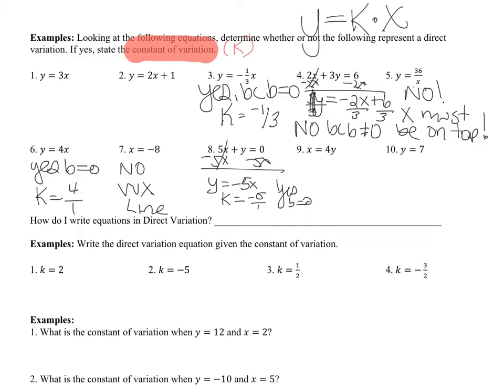If I look at the next one, I've got to get y by itself, so I'm going to divide by 4. So y equals x over 4. Is this a direct variation? Yes, because x is on the top and b equals 0. So k equals 1 over 4. And if I look at the last one, number 10, is this in the form y equals kx? No, because there's no slope. M equals 0. M can't be 0 for it to be y equals kx. Okay?